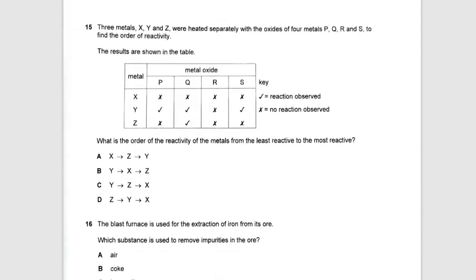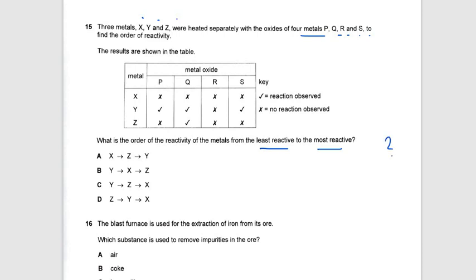Now let's see question number 15. Metals X, Y, Z were heated separately with the oxides of four metals P, Q, R, S. Find the order of reactivity, meaning which is least reactive and which is highly reactive. In this question, very important, you have to read what order they want: least reactive to most reactive or most reactive to least reactive. If you read, they ask least reactive to most reactive. It means least reactive will be first.